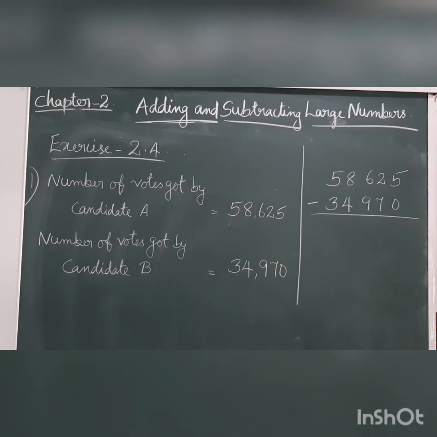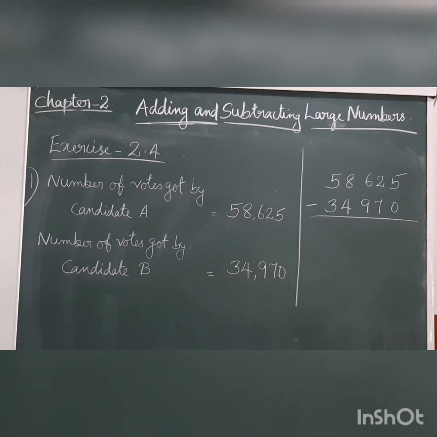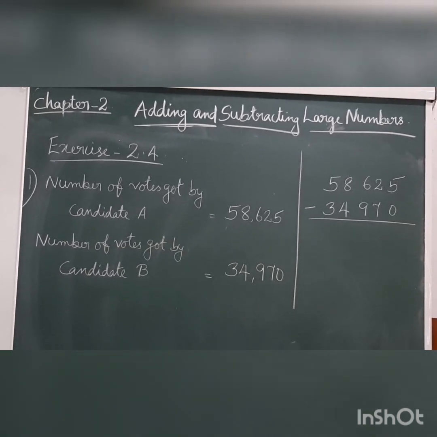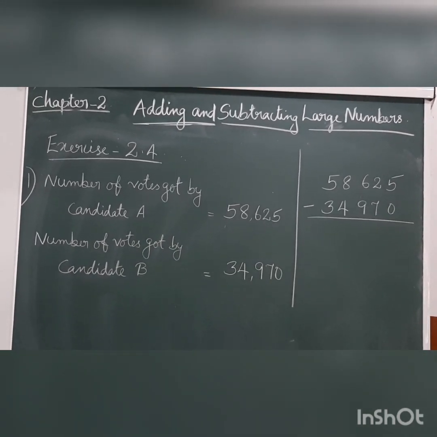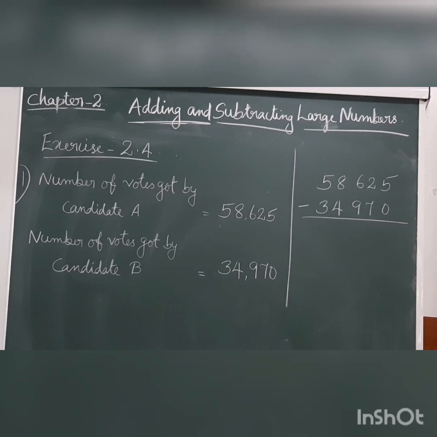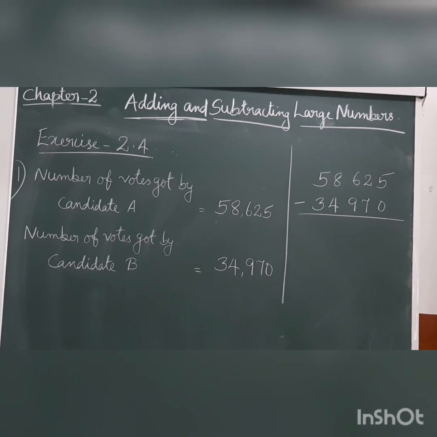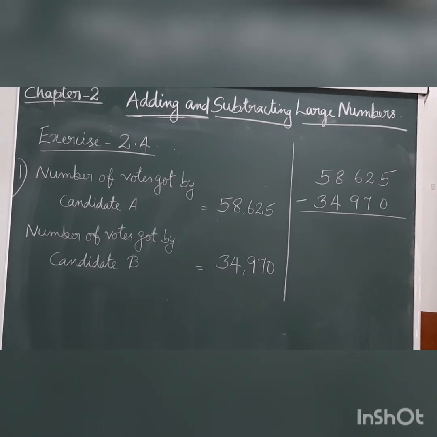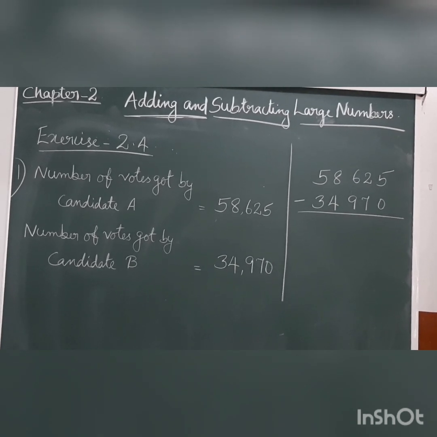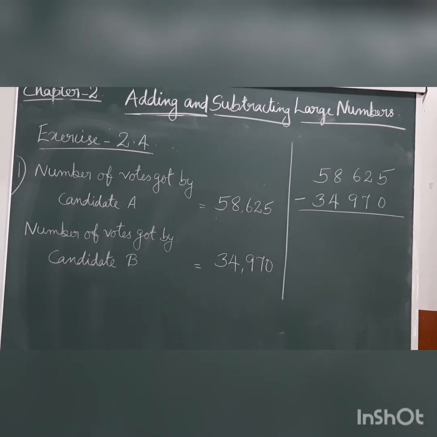In this question, the number of votes got by candidate A is 58,625 and the number of votes got by candidate B is 34,970. Comparing these numbers, the votes got by candidate A is more than the number of votes got by candidate B. So, we have to subtract 34,970 from 58,625. Then we get by how many votes candidate A won the election.